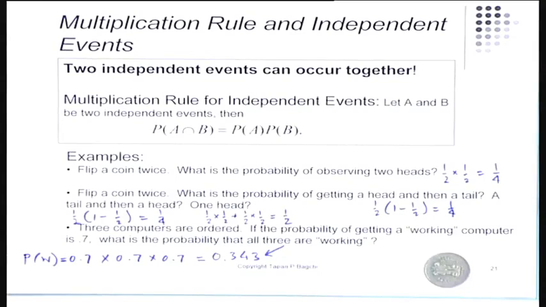Okay, then let's take a look at the third example. There are 3 computers that have been ordered, and the probability of any one of them being in a working state, that means I boot it and it boots up, is 0.7. Now what kind of event is this? Think of this.